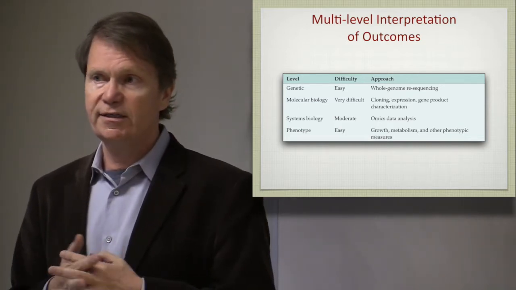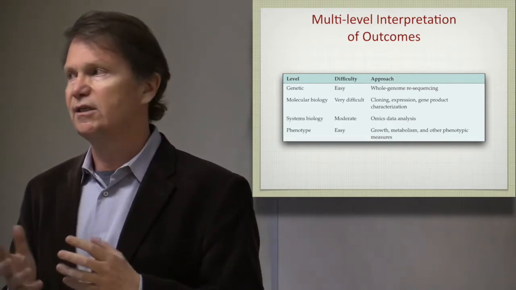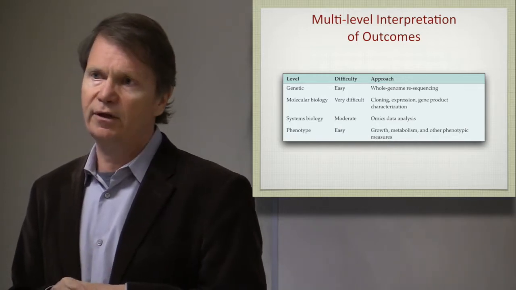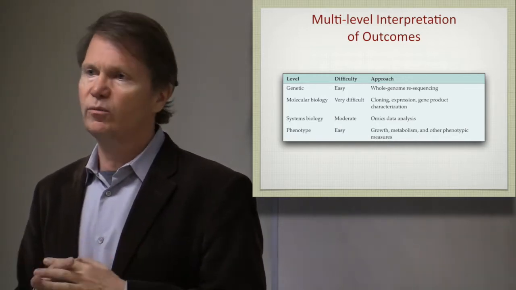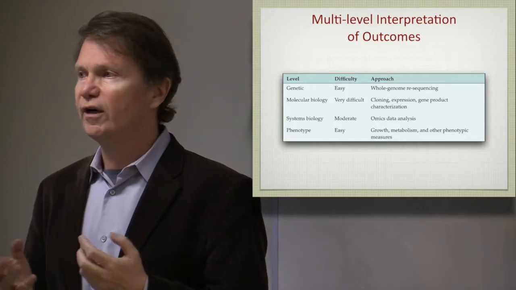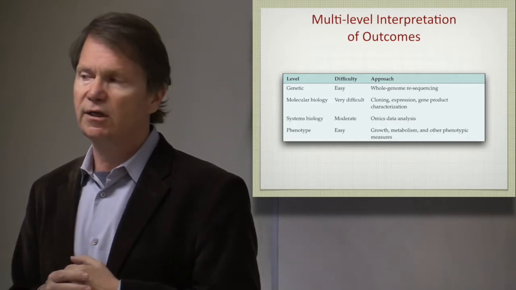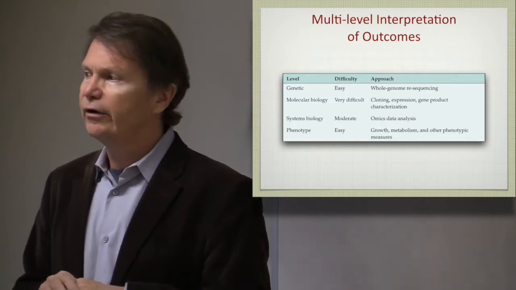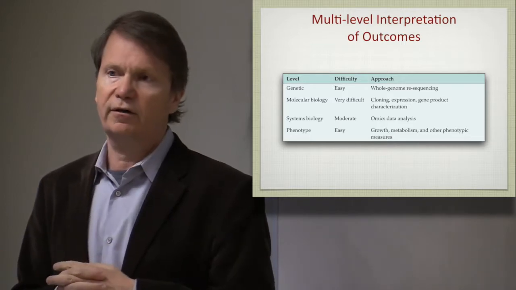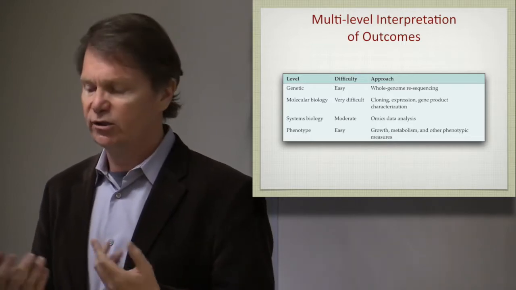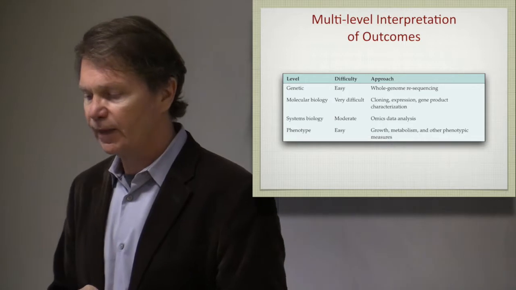At the bottom of this table is the phenotype. That's also very easy. It's easy to grow cells. It's easy to look at the metabolic byproduct secretion. It's easy to look at motility. It's easy to find out if the multi-drug resistance pumps are active. It's easy to do the phenotypic characterization. You may have a battery of tests you can do relatively easily.